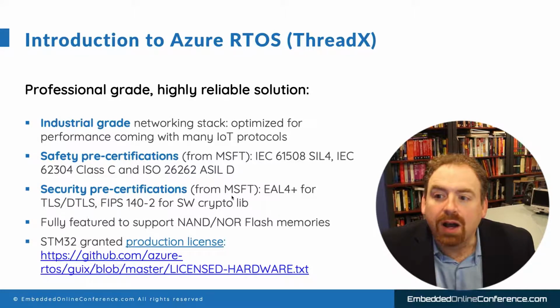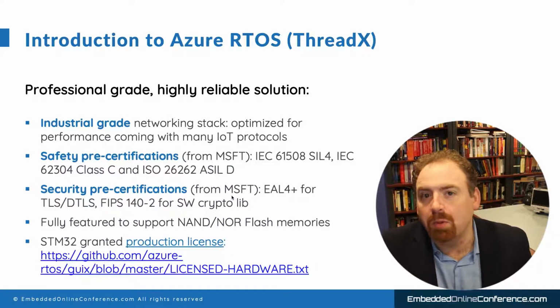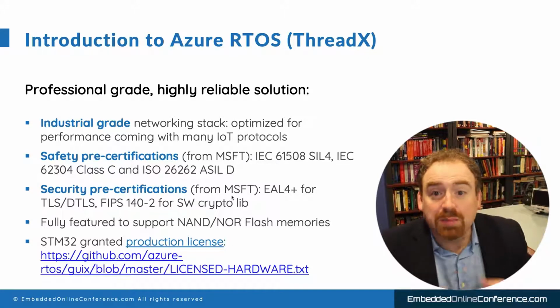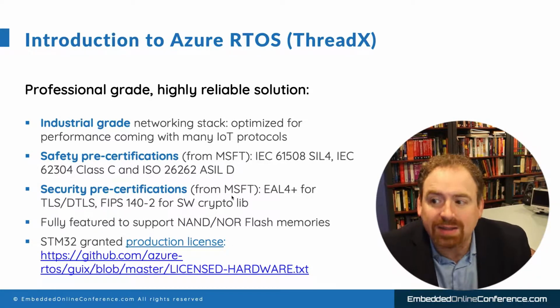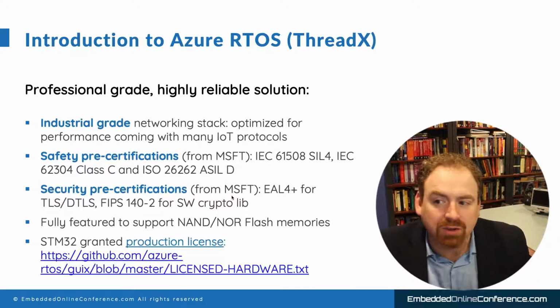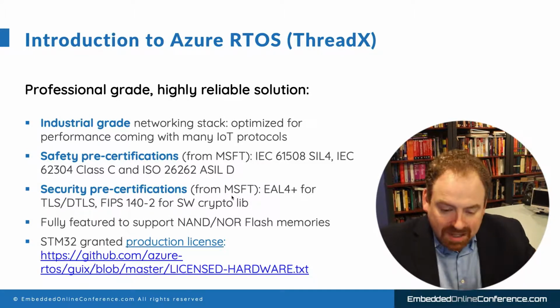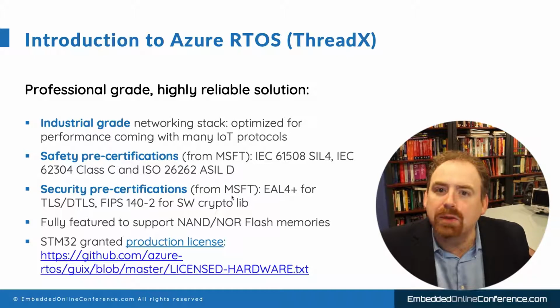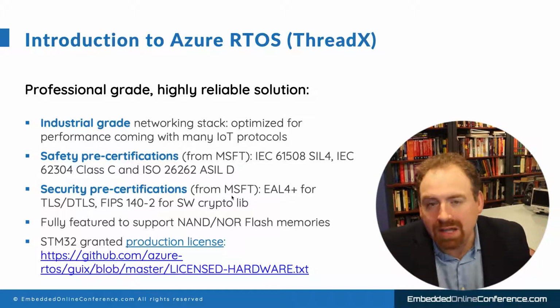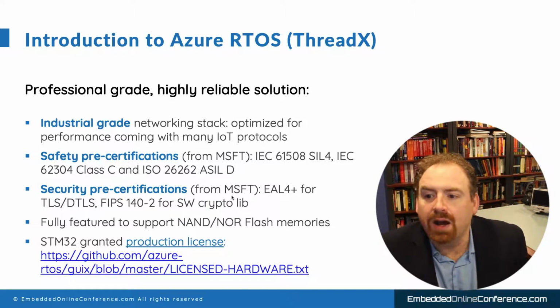For example, these software stacks in the RTOS are industrial grade. The networking stack is optimized for performance and uses multiple IoT protocols. There are also safety pre-certifications for IEC 61508 SIL 4, IEC 62304 Class C, along with 26262, just as an example. So this is an RTOS and a set of software stacks that was put together with reliability in mind, which, coming from my background working in high reliability systems, is something that I personally look for in a real-time operating system.